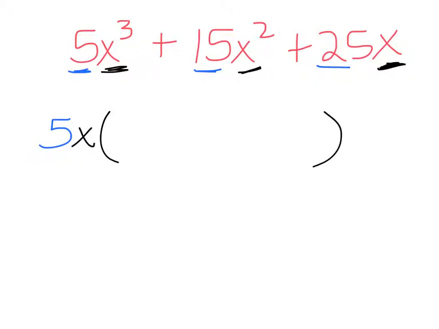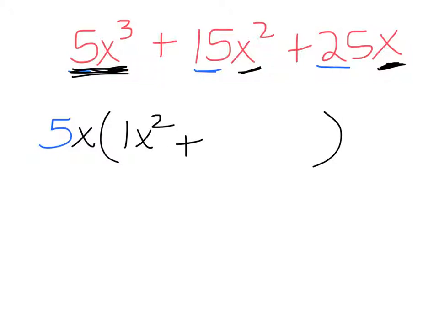Okay, so now come to this first term. If you divide a 5 out of there, that's 1. And then x to the third, if you divide an x out of there, you're left with x squared. And then I usually just think, well, if I multiply this out, does it get me back to this? So 5x times 1x squared would give me 5x cubed.